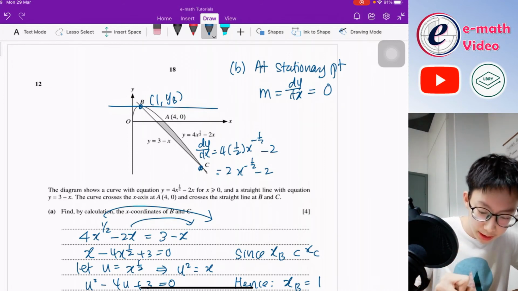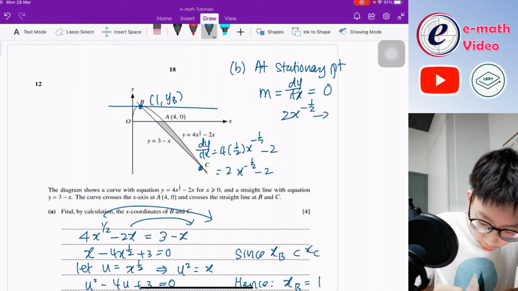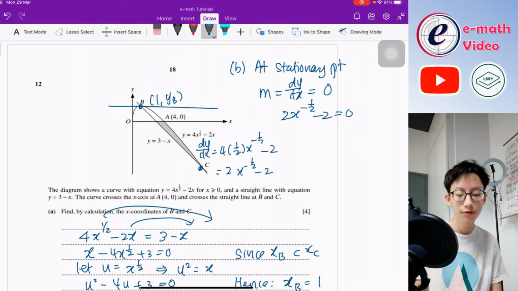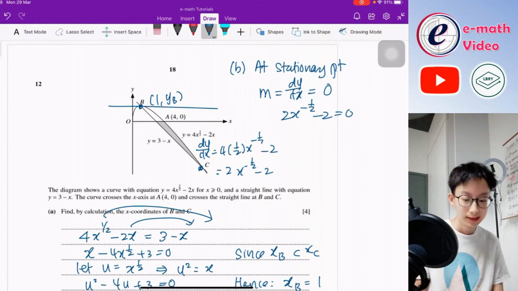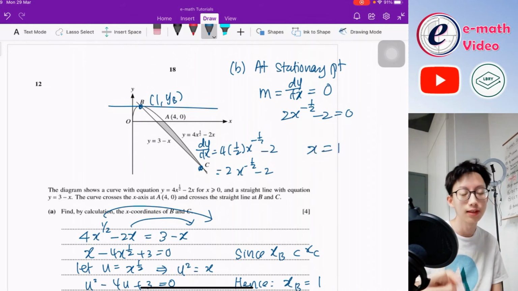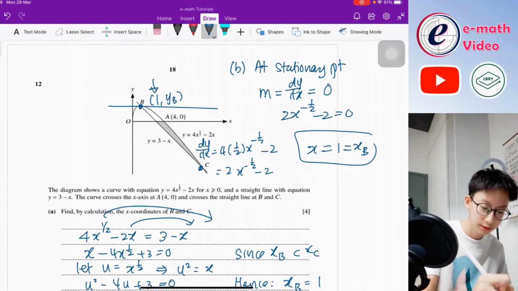Okay, so you just let this dy/dx be 0. 2x to the negative half minus 2 equals to 0. And obviously, to make it equals to 0, actually you can solve it algebraically, but I will just tell you x is equals to 1. Because when x is equals to 1, 2 times 1 is 2. 2 minus 2 is 0. Okay? And what is this? This is actually xB. Right?